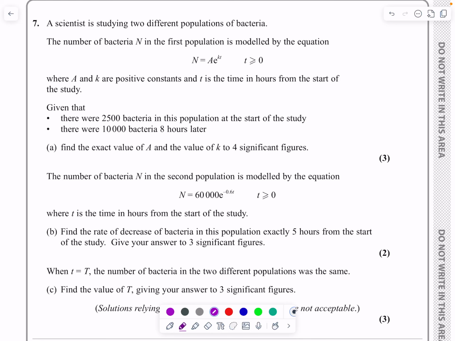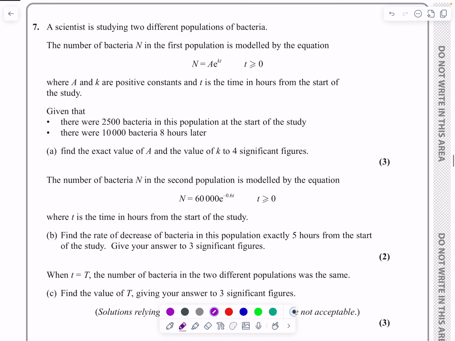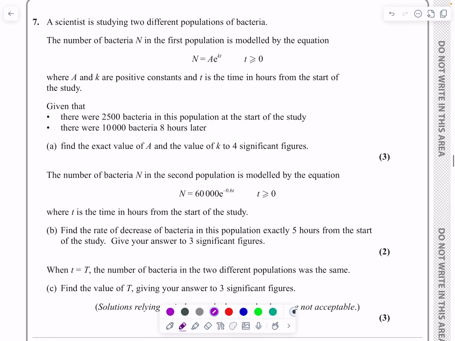Okay, this is the P3 paper from June 2023. It's question number 7, and as we can see by looking at this, it's an exponentials and logarithms question, in particular exponential modelling. And then when we get on to part B, we've got to find the rate of decrease of bacteria, which will be dN by dt when we get down there. So we'll be differentiating exponentials at that point as well.